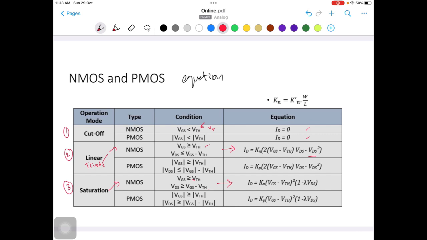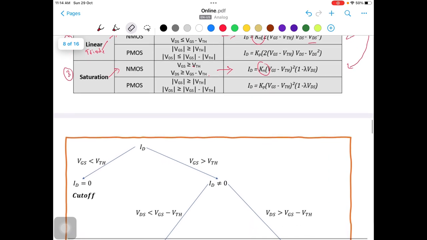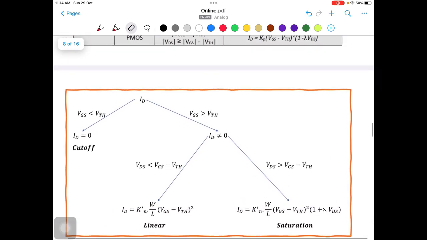Actually, the KN in the formula refers to this part and this part. So you can see the KN here. What is KN? KN is equal to K dash N times W over L. Commonly W over L will be given, so with K dash N you can calculate this equation and find the KN. This is just for you to refer to the equation. Okay, let's move on, and maybe I'll do something to make it easier to understand.